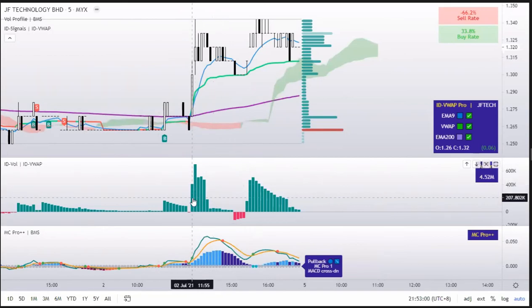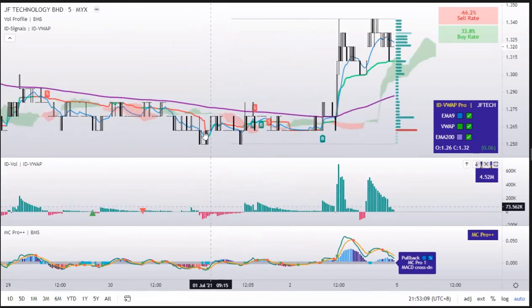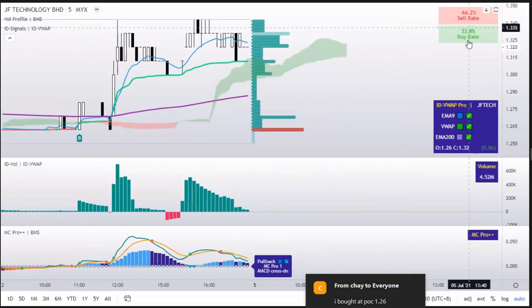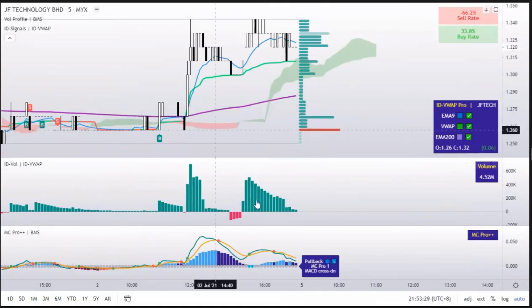This volume indicator is a different volume indicator that detects buy and sell. If there's a strong buyer, it will show green and spike up. If there's selling, it will show red, and this whole area will become red. It comes with my ID VWAP all together: ID signals and ID VWAP volume. You can see the buy and sell rate, to know if there's a stronger buyer or seller. The MC Pro and the volume profile combined together make a very powerful day trade chart.